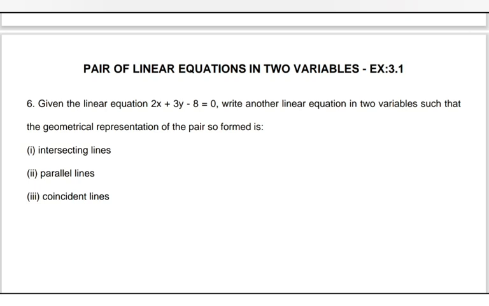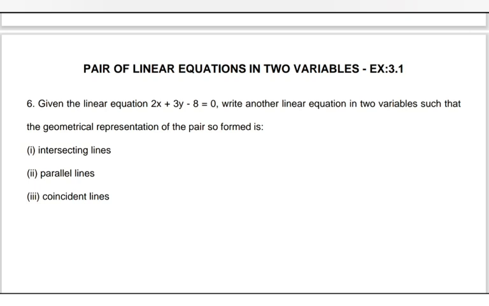So now let's go with the sixth one. Given the linear equation 2x plus 3y minus 8 equals 0, write another linear equation in two variables such that the geometrical representation of the pair so formed is intersecting lines, parallel lines, and coincident lines. So an equation is given. We should write and assume another equation such that both the lines are intersecting lines, second one is parallel lines, and third is coincident lines.